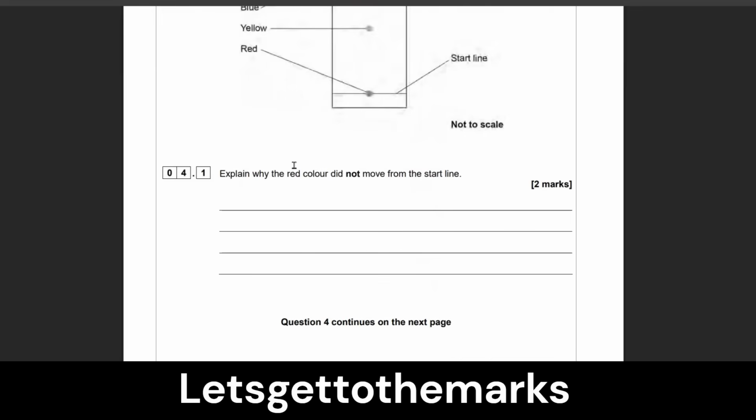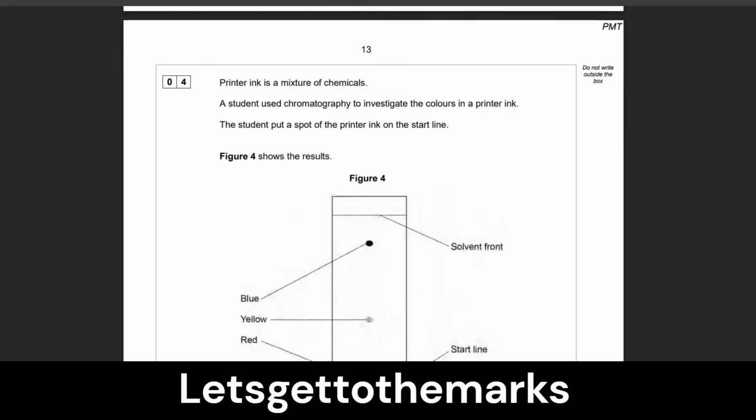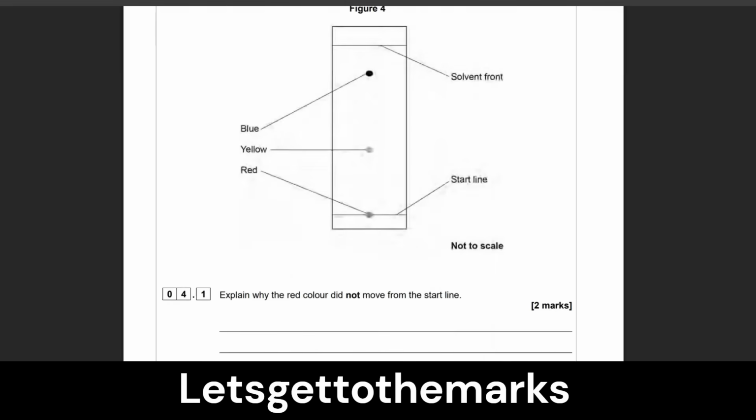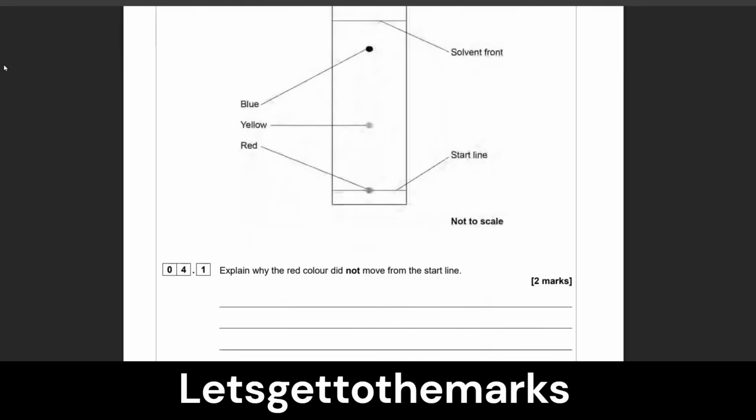Let's check it out. Explain why the red color did not move from the start line. So obviously the printer ink was originally made of all three colors, all there, but the red color hasn't moved off the start line. What does that mean? Well, let's see what the solvent was. It doesn't tell us what the solvent is. But we can say the red color or ink is not soluble in the solvent. So that's why it didn't move, because it doesn't dissolve in the solvent. It has a very low affinity for the mobile phase, and that is 2 marks.